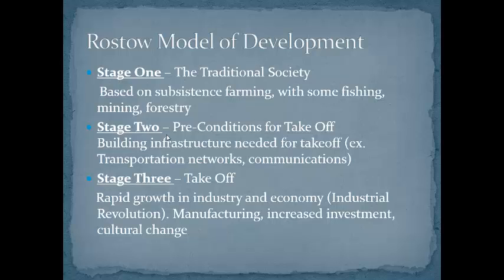At stage 3, this is the takeoff stage. This is when you start having rapid growth in industry and in the economy, an industrial revolution. So again, the United States, Canada, Western Europe went through this in the late 1700s, early 1800s. And this is when manufacturing really takes off. You have increased investment in those businesses, and it's a complete cultural change. People no longer need to live off the land. Cities start to grow. You start to have a huge urban population, and eventually the majority of people live in cities as opposed to in the countryside.